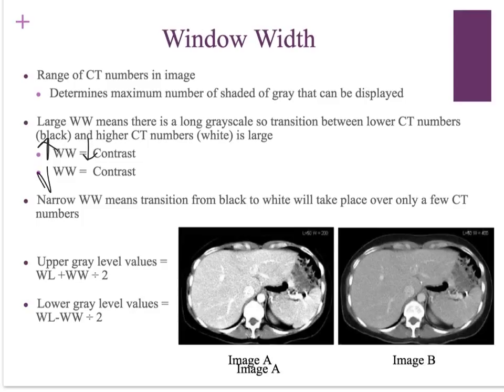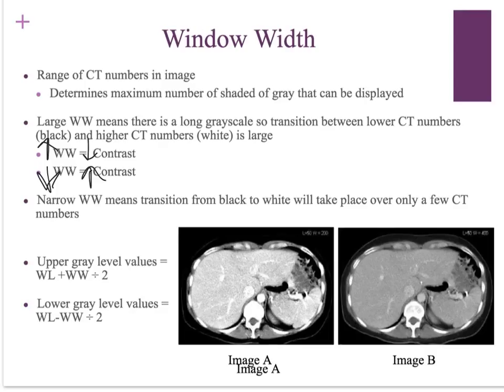Low window width, on the opposite side of things, means that there is higher contrast. So when the window width is decreased, then the contrast increases. So this means there are fewer shades of gray, ultimately meaning there's more black and white. A narrow window width means the transition from black to white will take place over a few CT numbers. And I want you to take a look at figure 8.3 on page 160 of your book to see what I mean.